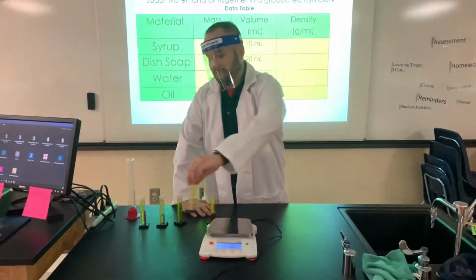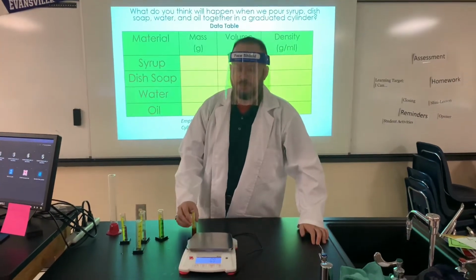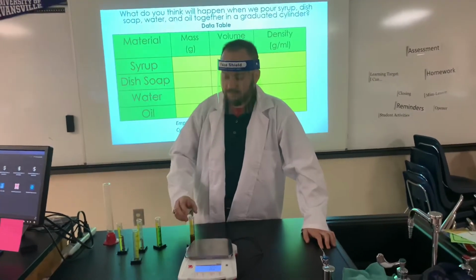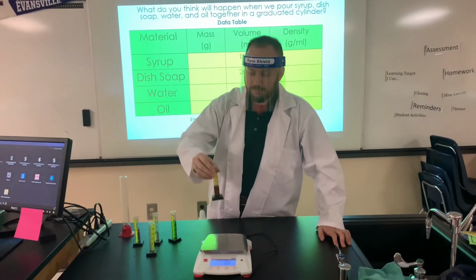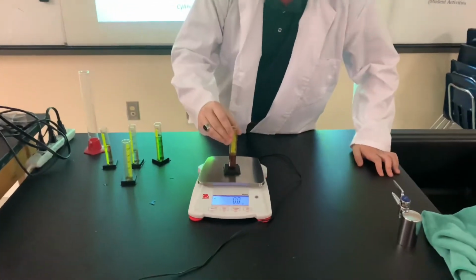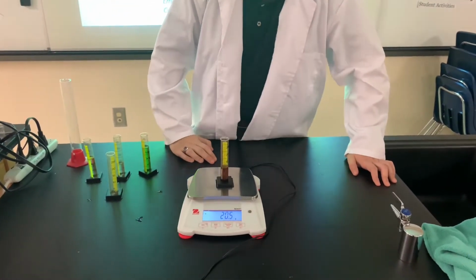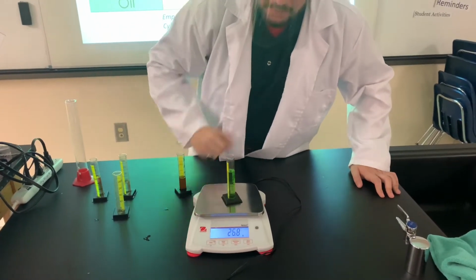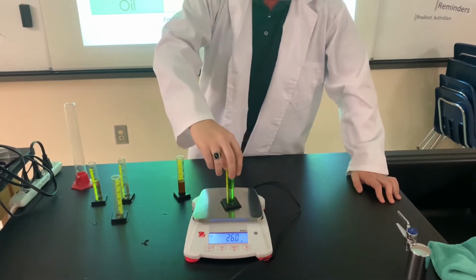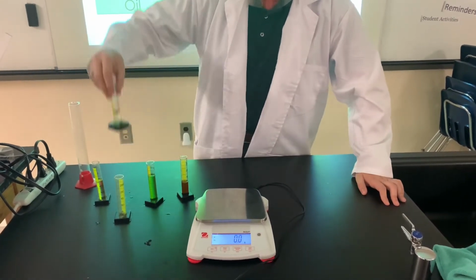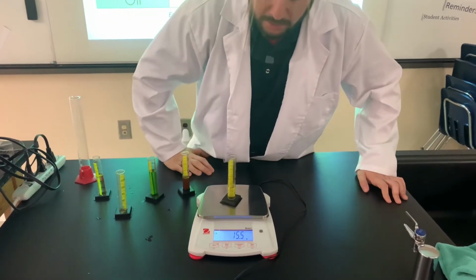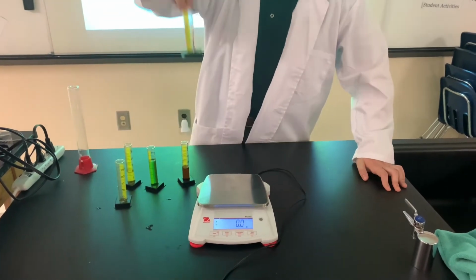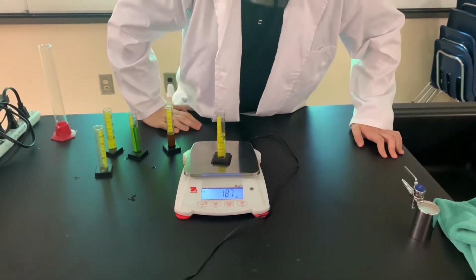For each mass, we're going to have to subtract 5.5 grams because we don't want the graduated cylinder being counted in our mass. So Mr. Heidowitz, if you can, find the mass of each material. The syrup is 20.5 grams. The soap is 26 grams. The water is 15.5 grams. And the oil is 18.7 grams.